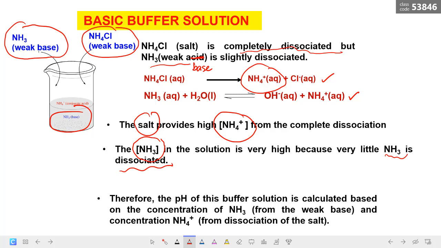Okay, the concentration of ammonia is very high because very little ammonia is dissociated. Sebab apa? Ammonia ini adalah weak base. Dia mengalami sedikit sahaja dissociation. And therefore, the pH of this buffer solution is calculated based on concentration of ammonia, which is the weak base, and ammonium ion, iaitu from the dissociation of the salt. Itu konsep nak kira pH bagi basic buffer solution.